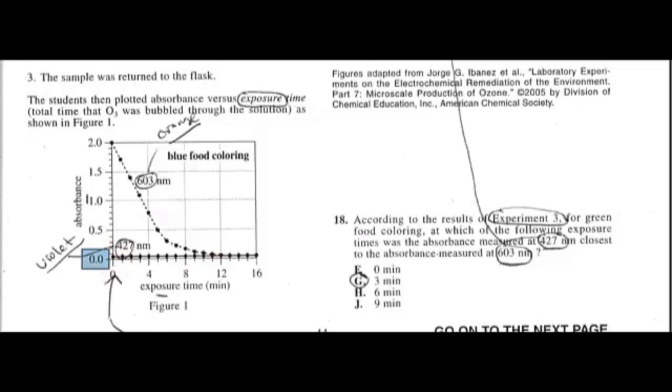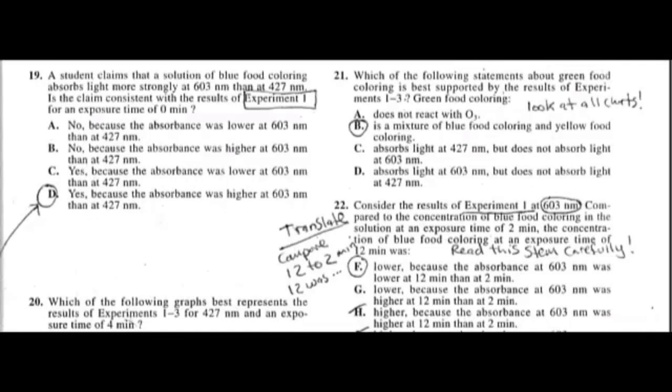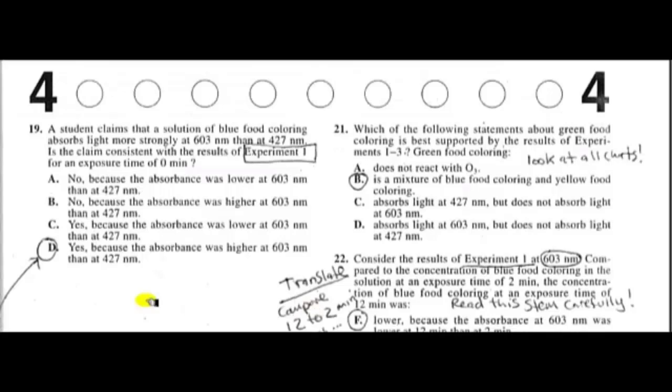Let's go ahead and look for an answer choice that says yes. We can go ahead and cross out all the answer choices that say no. That means we can cross out right away without reading too far into it, A and B. Then let's take a look at answer choice C and D. C says yes because the absorbance was lower at 603. Well, that's not true because 603 nanometers gave you an absorbance of 2 and 427 gave you an absorbance of 0. So that is false.